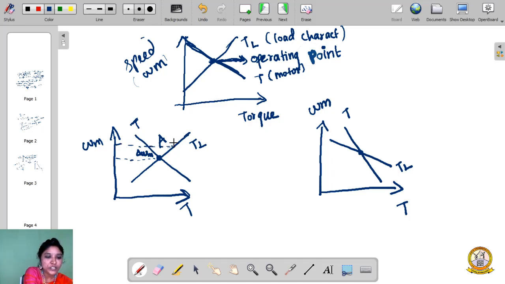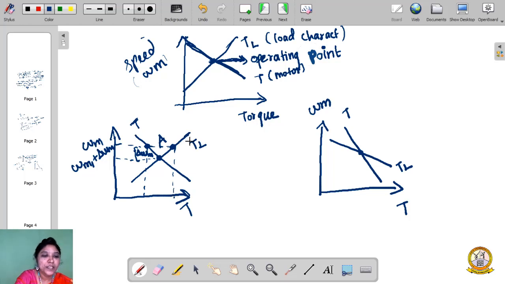So now the position will be like this. I have increased the speed by some delta omega m. I make this change and increase the speed, and what happens? The motor torque and the load torque positions also change. Let this point be omega m1 plus delta omega m. So omega m1 plus this change, delta omega m.